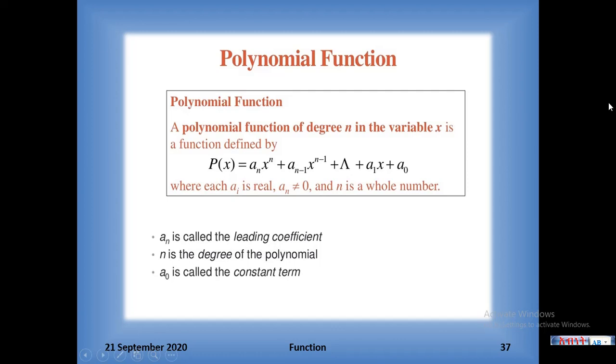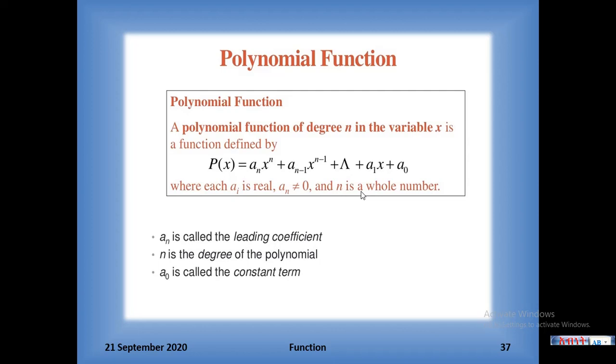As you see in this, a polynomial function of degree n in the variable x is a function defined by p of x equal to a_n x to the power of n plus a_(n-1) x to the power of n minus 1 plus, and it will continue up to a_1 x plus a_0. This means there is a_(n-2) x to the power of n minus 2, like that. But here, where each a_i is a real number, but a_n is different from 0, and n is a whole number.